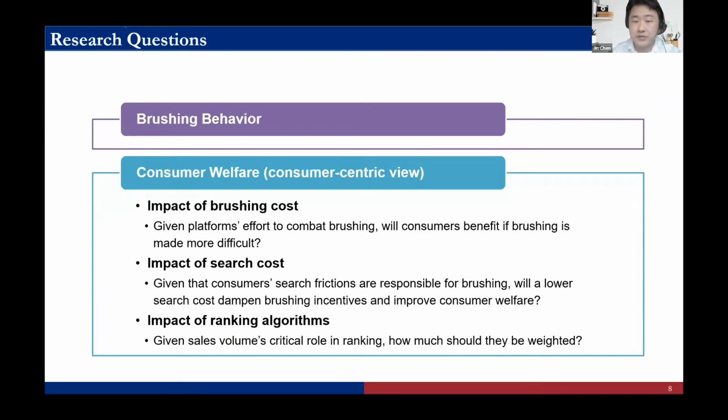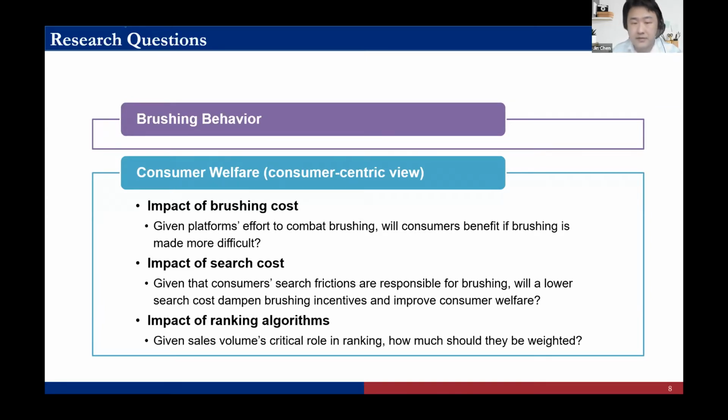Here, we take a consumer-centric view and explore three sets of questions. First, platforms always say that they have no tolerance for brushing. They use sophisticated machine learning and data analytics tools to combat the practice. Now, given the platform's proclaimed commitment to combating brushing, and to the extent that brushing is hard to eliminate, do consumers necessarily benefit if brushing is made more difficult?